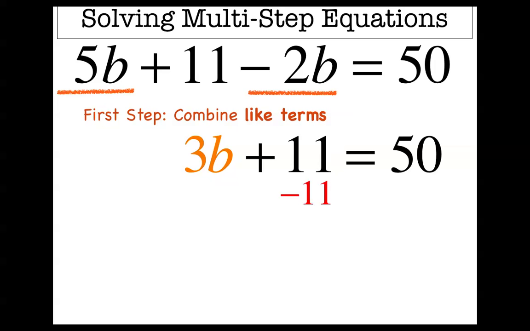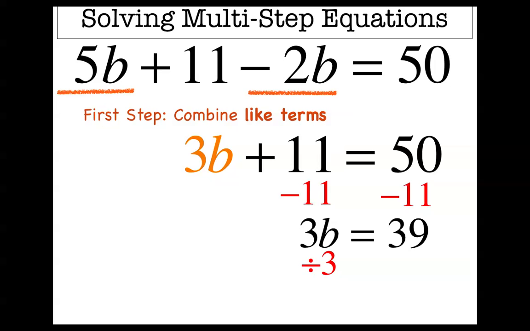All right, now I'm going to get the b by itself, but I can't get rid of the 3 yet. I've got to get rid of the 11 first. What's 50 minus 11? 39. The other 11s cancel out. I just have 3b left over on the left. What do I have to do? I've got to get rid of the 3. That's right. Get rid of the 3 by dividing both sides by 3, and boom, I'm done. This isn't too bad, right? It's just one step at a time.